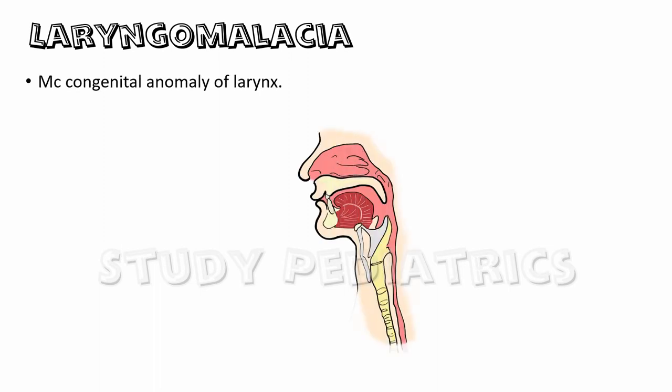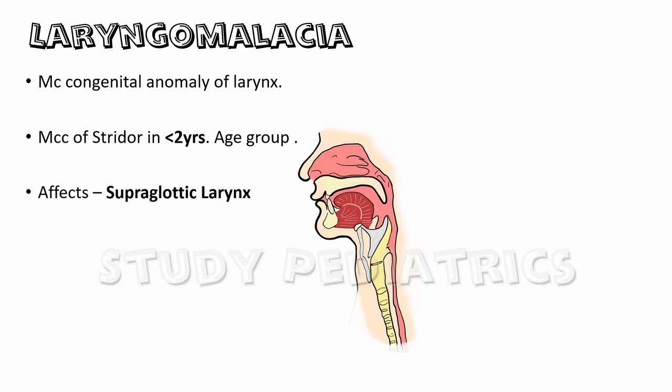Laryngomalacia is the most common congenital anomaly of the larynx. Here, laryngo means the larynx and malacia means weakness. Yes, here occurs the weakness of the soft tissues in the larynx. It is the most common cause of stridor in the less than 2 years of age group. It affects the supraglottic part of the larynx.